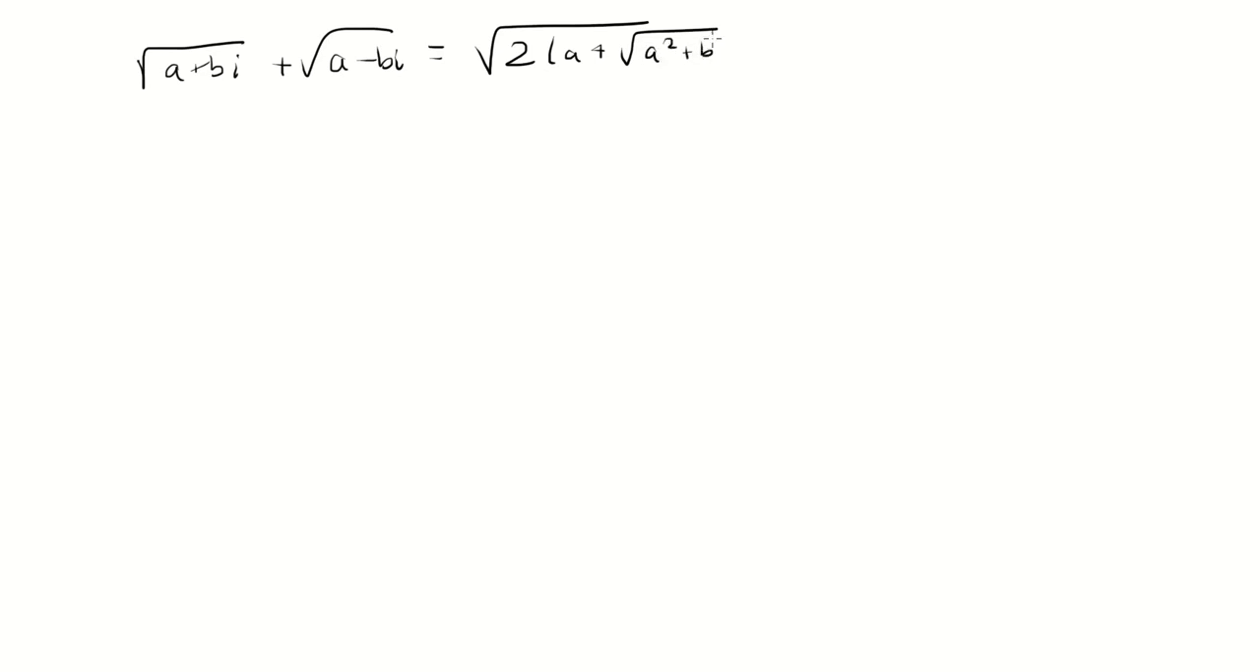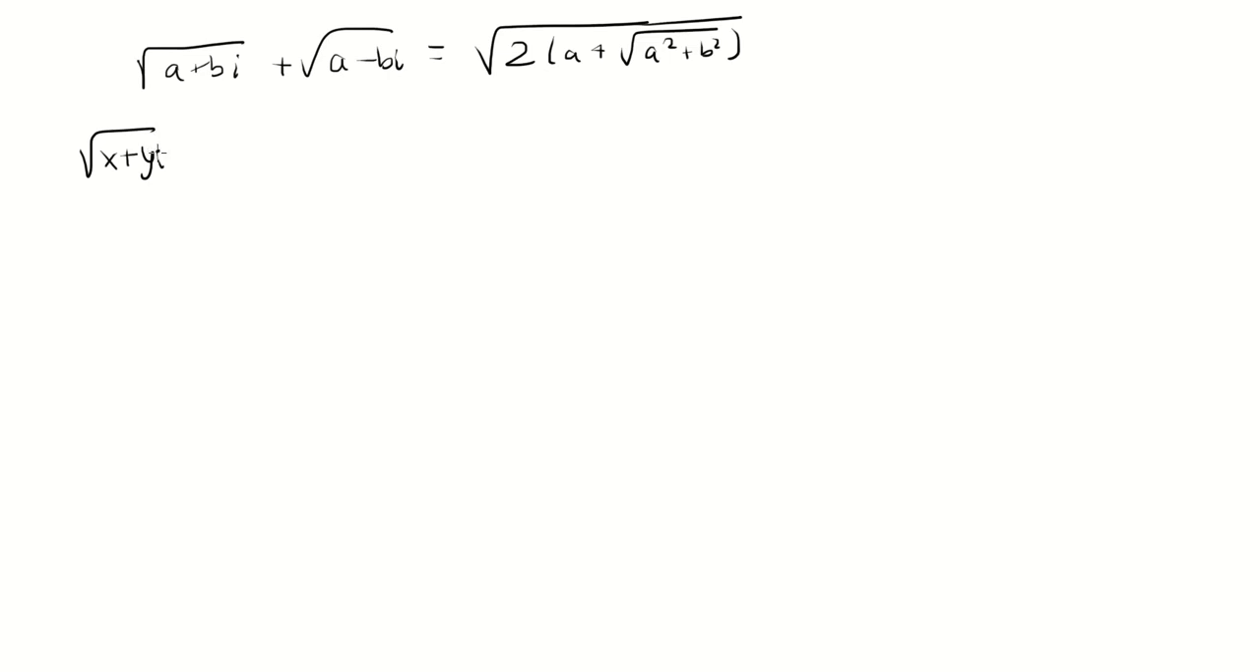So we want to prove that the square root of a plus bi plus the square root of a minus bi equals the square root of 2 times a plus the square root of a squared plus b squared. And in order to do this, let's consider the square root of x plus yi.